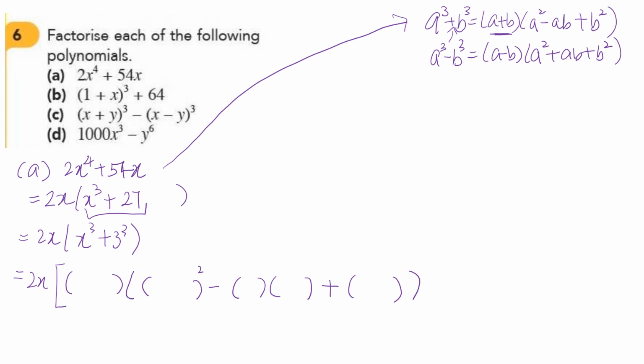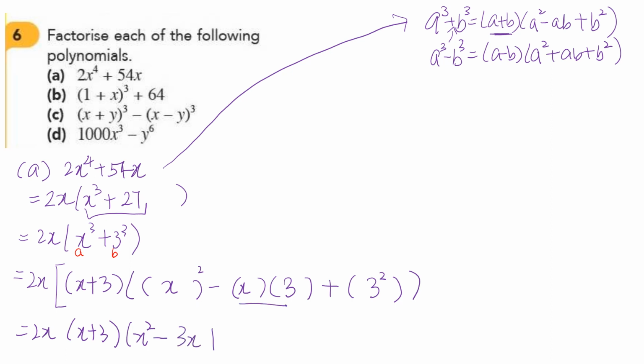I tell you what, if you're a very confused person like me, just put a little a here. I'm going to substitute a for x and b for 3. So a plus b means x plus 3, then followed by a squared, which is x squared. Then a times b is x times 3, followed by b squared, that is 3 squared. Then simplify. So this will be x squared minus 3x. You can just remove the bracket, and then plus 9. Alright, so that's the answer.